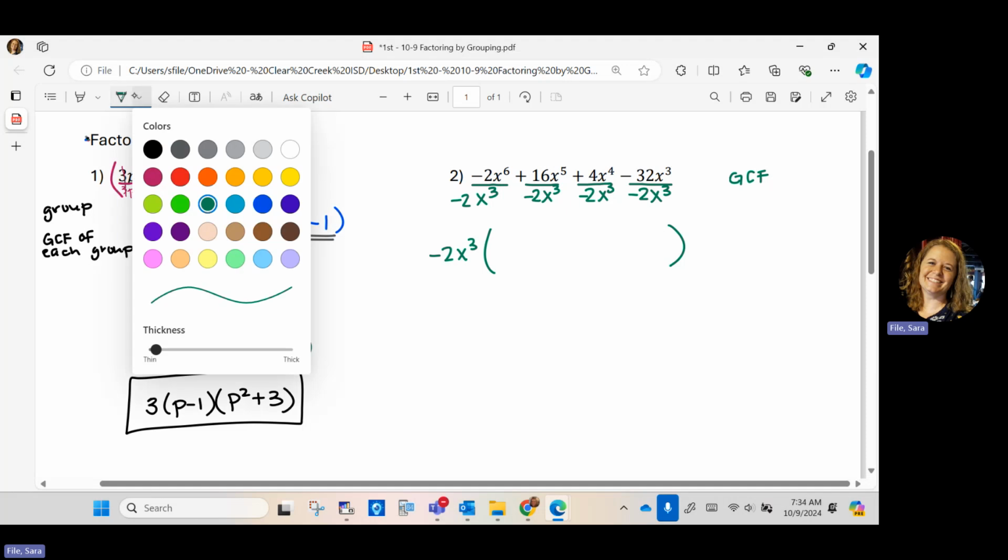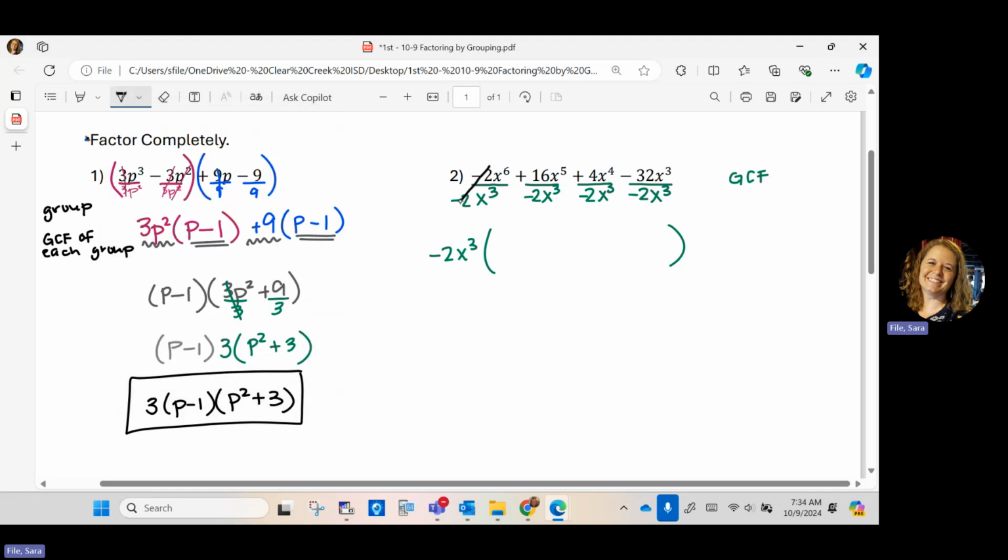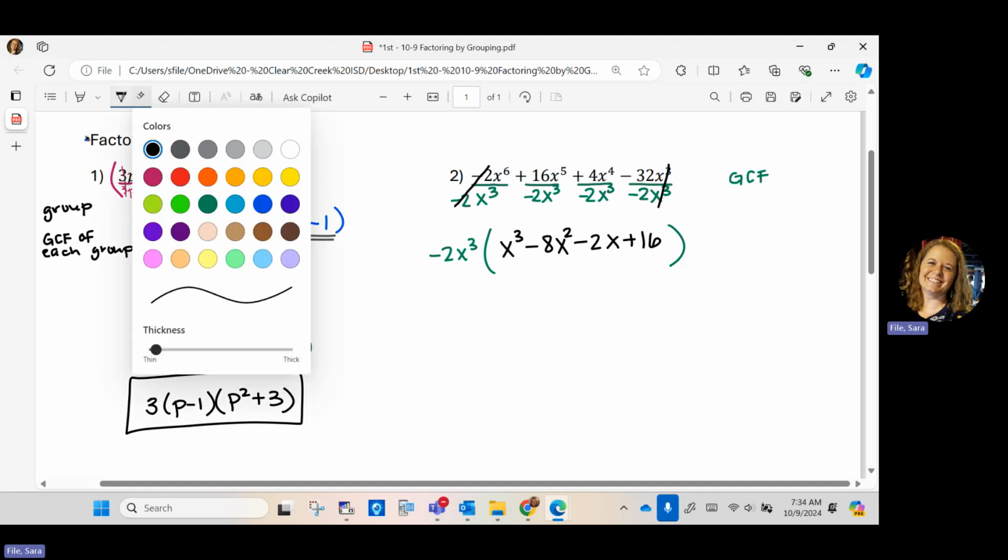Okay, and then my leftovers. Okay, here the negative 2's will reduce. That's a positive 1. X to the 6th over x cubed is going to leave me with x cubed. And 16 divided by negative 2 is going to be negative 8. X to the 5th over x cubed is going to leave me with x squared. 4 divided by negative 2 is going to be negative 2. And then x to the 4th over x cubed is going to leave me with x. And then a negative divided by negative, that's going to be positive. 32 divided by 2 is 16. And then those x's reduced completely. So far, so good?